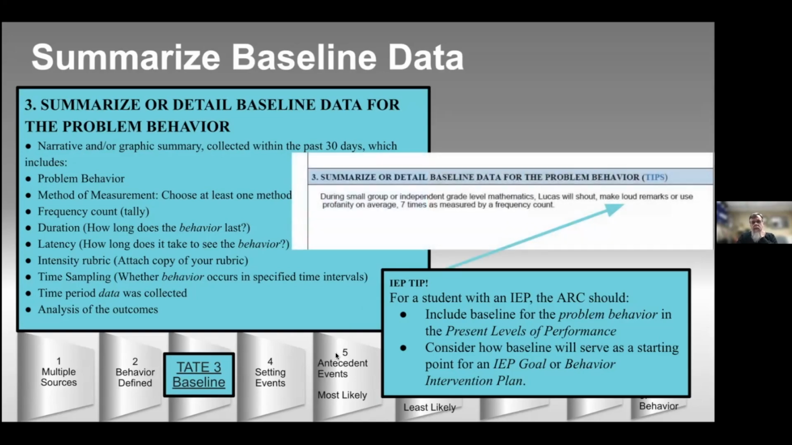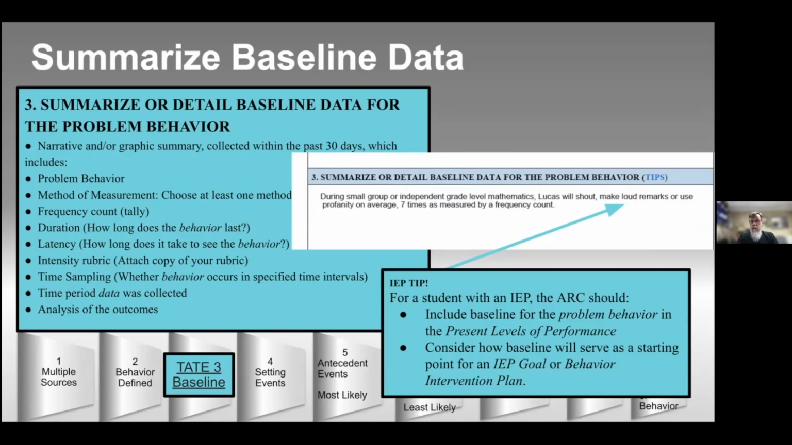So this one is the baseline data for the problem behavior: during a small group, independent grade level math, the student will shout, make inappropriate noises or profanities 7 times as measured by frequency count. So that's their baseline. We want that number of interruptions or distractions or that inappropriate behavior to decrease. So we have, on average, 7 times.